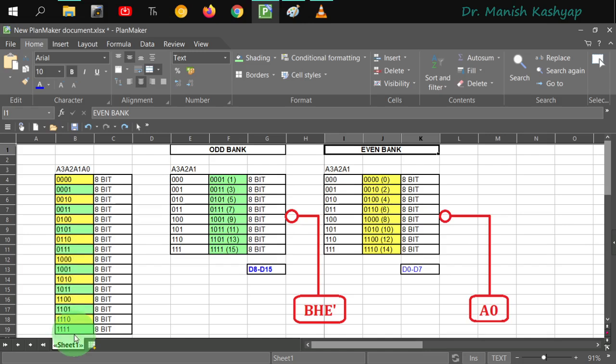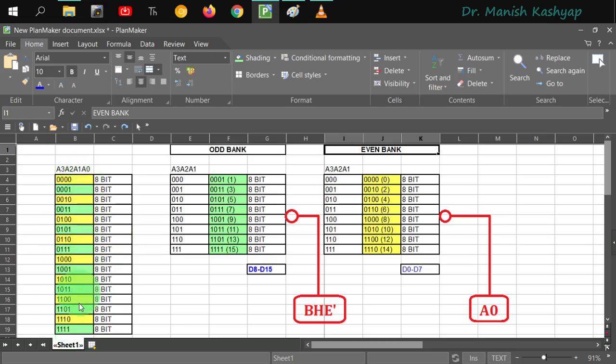So a total of 16 memory locations are there, and the addresses can be accommodated in only 4 bits, right? So this is one way we can buy this kind of chip from the market, and this kind of chip can be used for our processor. Not our processor, because our processor will require 1 megabyte of memory. So here we only have 16 memory locations.